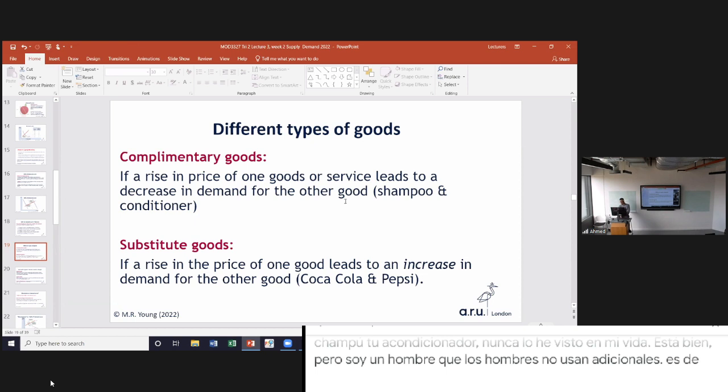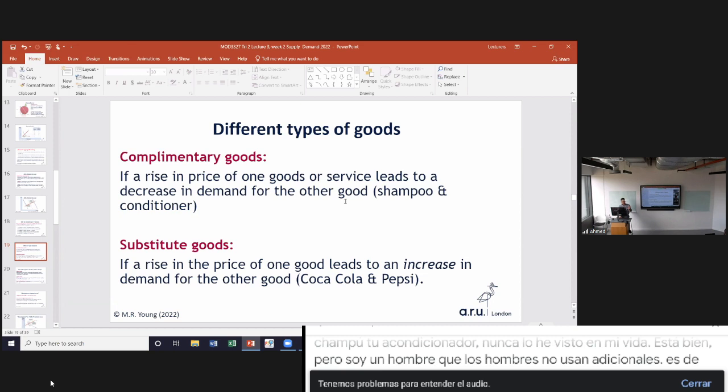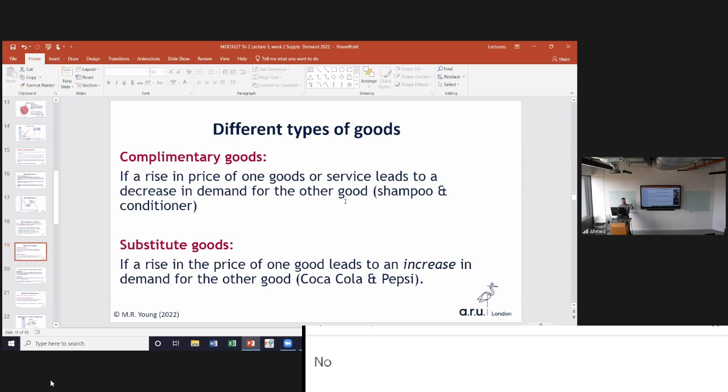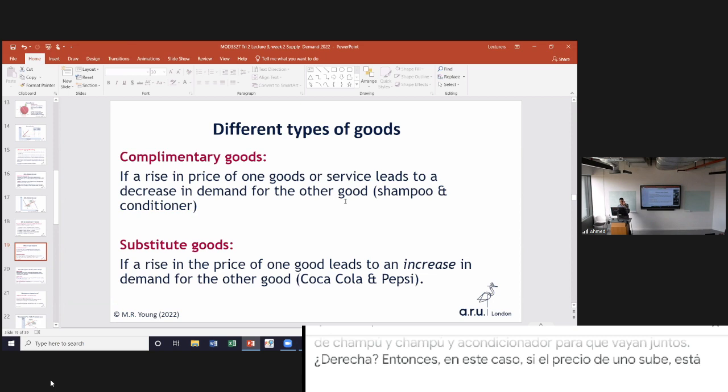I'm an alpha male. Okay, now, anyway, putting that aside, the idea is these are complementary. You buy a shampoo, and let me buy one shampoo and buy the conditioner too. They go together, right? So in this case, if the price of one goes up, then the demand of that will go down, and the demand of the complementary thing will go down too. So in the case of complementary goods, where you buy one with the other, a rise in the price of one of the goods leads to a decrease in demand of the other.